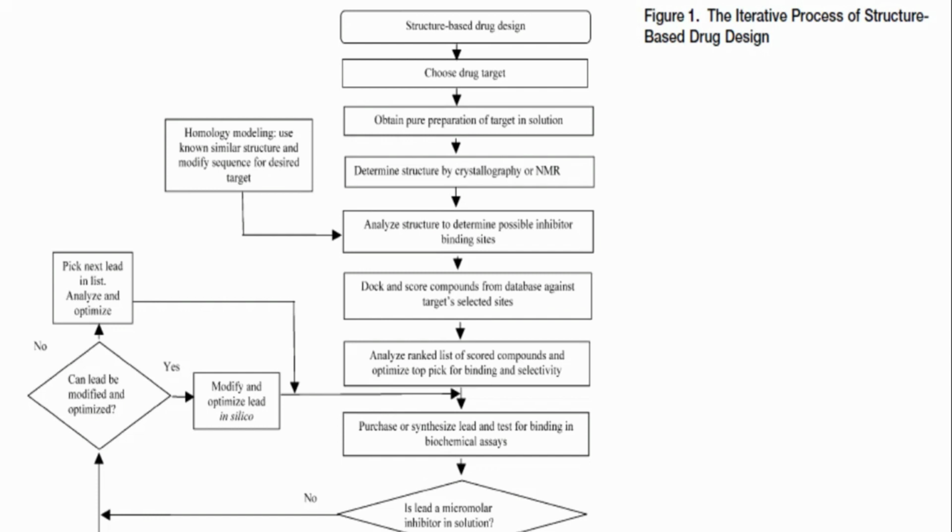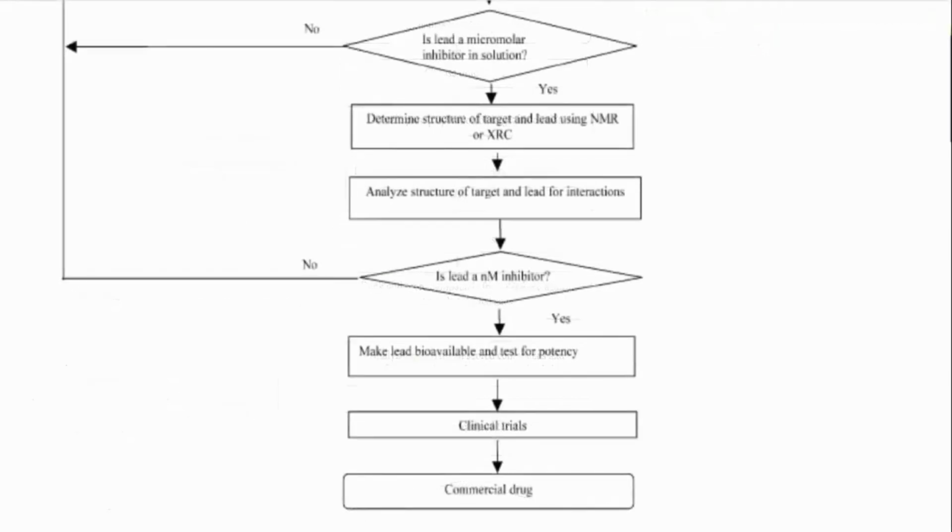In the second cycle, we identify whether our drug is a micromolar inhibitor in solution. If yes, then we do structure determination again and analyze the interaction of our compound. We then do additional steps to increase the potency by optimizing our drug. After several cycles of optimization, we can see an improvement in the binding and also the specificity for the target.